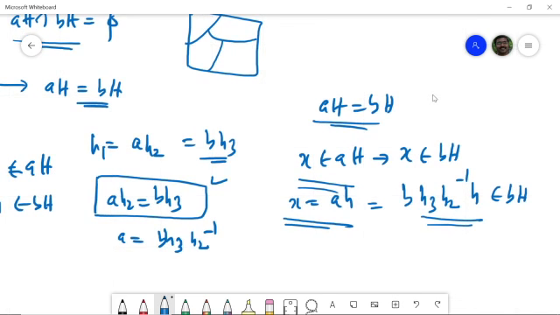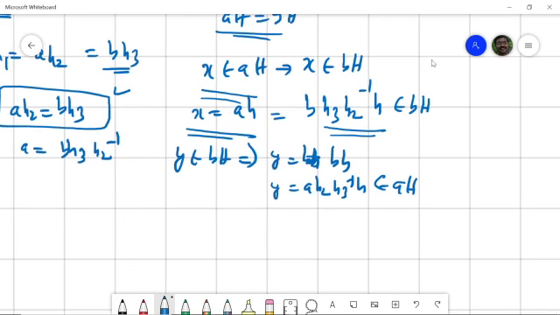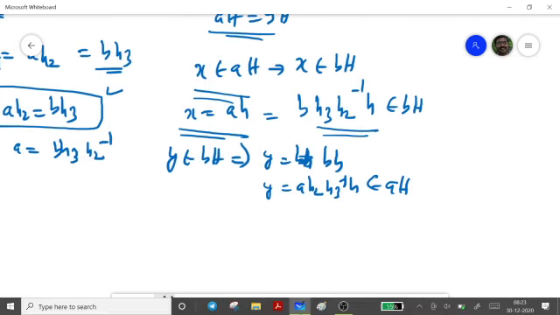Similarly, you can think of the other direction, with the same idea. Suppose I take Y, an element of BH. So Y can be written as some B into H. Now from this result, this B can be written as A H2 H3 inverse. So Y will be written as A H2 H3 inverse into H. That means this is an element of AH, because H2, H3 and H are in our subgroup H. Since this is a subgroup, it is closed. Therefore H2 H3 inverse H is an element of H. That means Y is an element of AH.